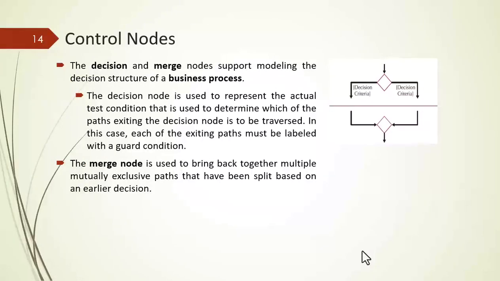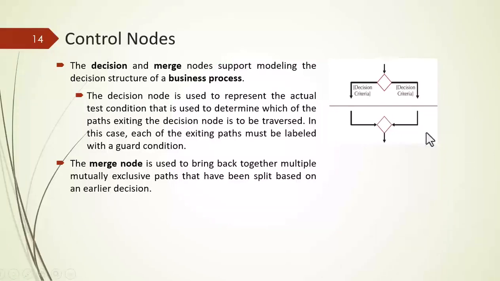Now we have two more important concepts that are mostly used and followed: the decision and merge. The decision and merge nodes support modeling the decision structure of a business process. The decision node is used to represent the actual test condition that determines which of the paths exiting the decision node is to be traversed. In this case, each of the exiting paths must be labeled with a guard condition.